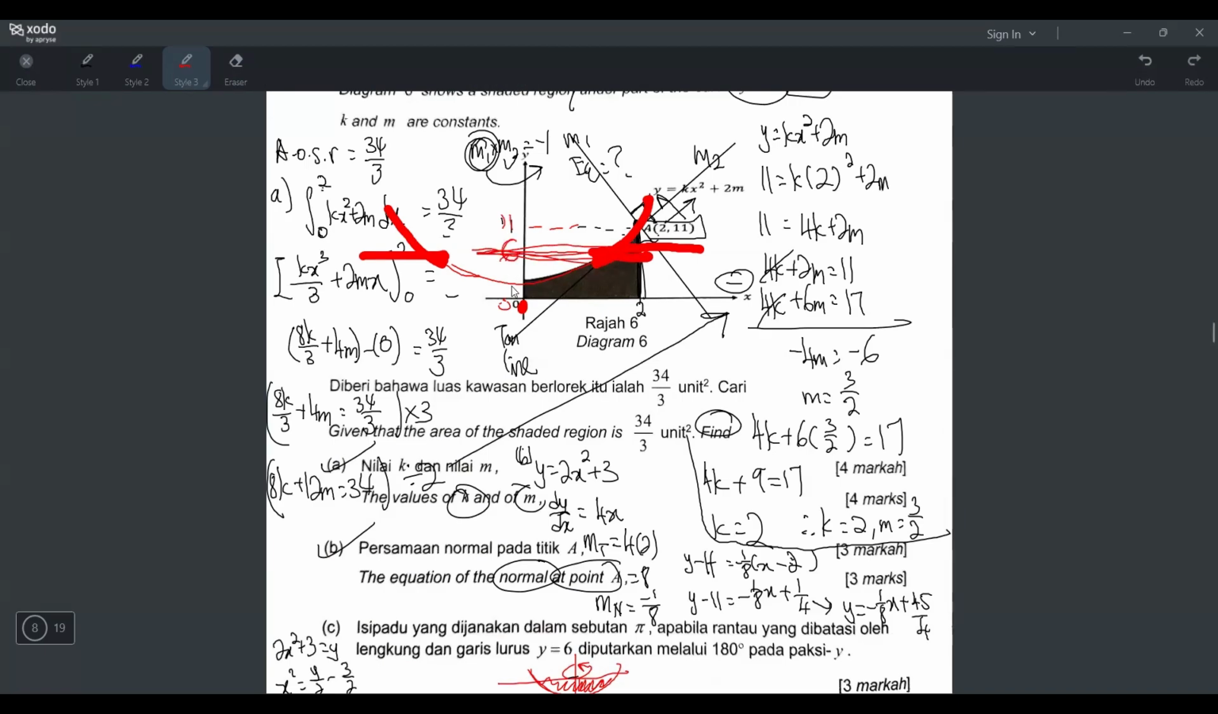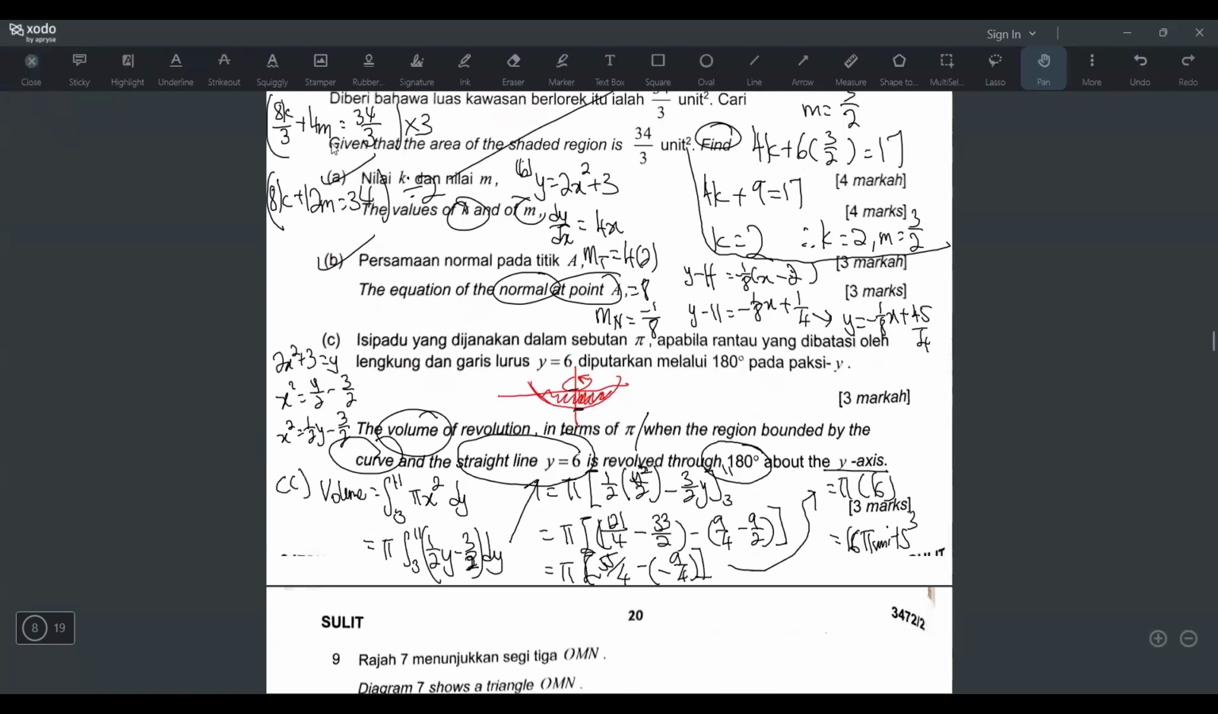Because it's from here to here, right? This is the region. Why did I put 11? The region is from here to here, so it should be 3 until 6. So I made a careless mistake here. Okay, so let's correct it. The 11 should be 6. The 11 should be 6.